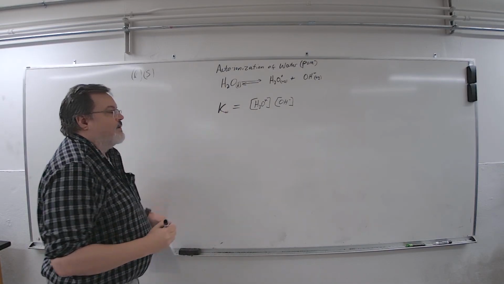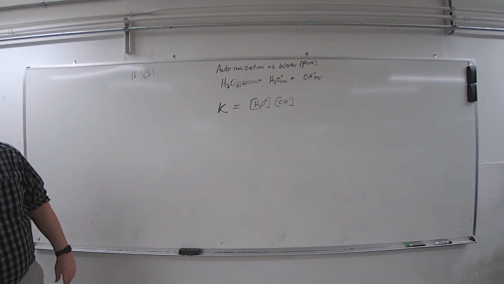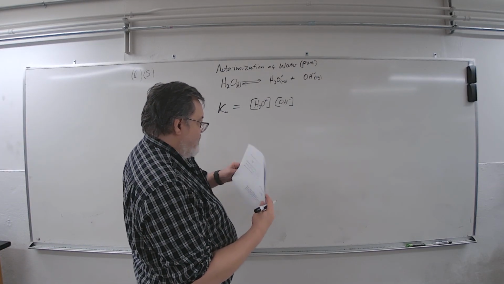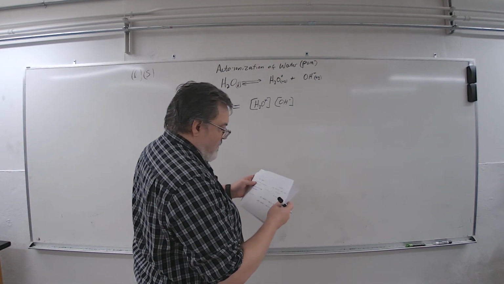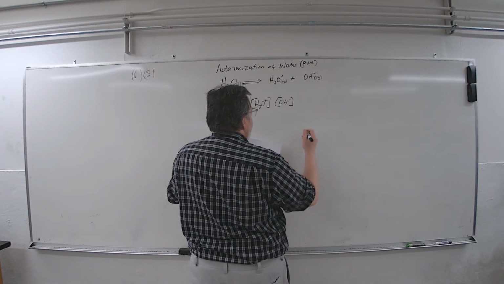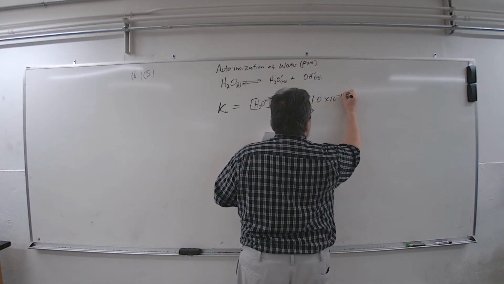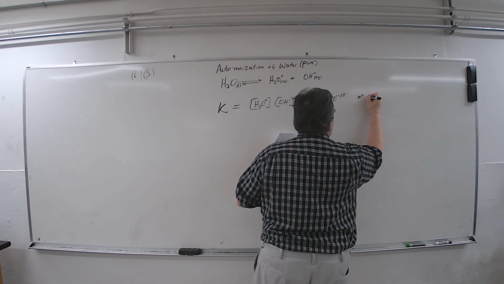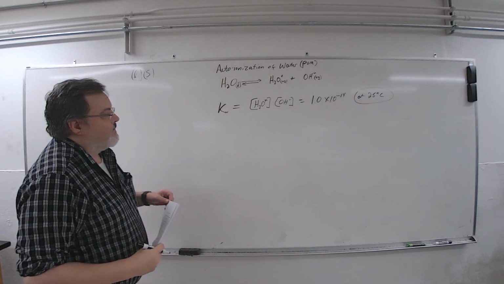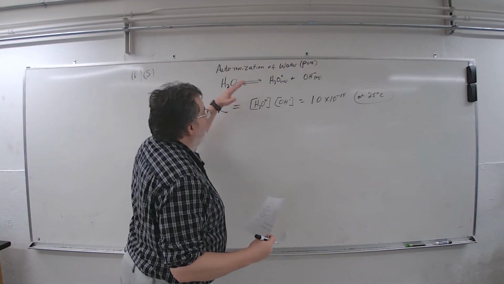When we call that Kw, it means the auto-ionization constant of water. And if I stop there, it's a well-known value. And I should say at 25 degrees C, because it will shift a little bit with temperature. The higher the temperature, the more it shifts that way.